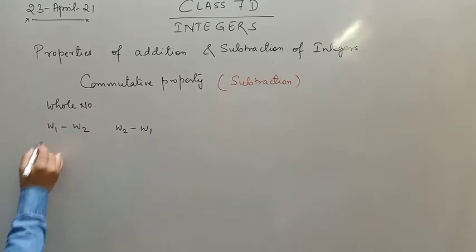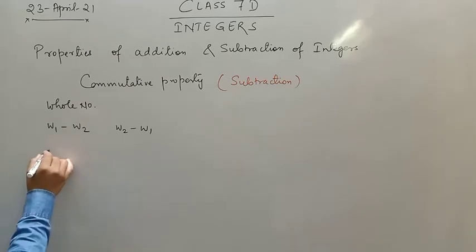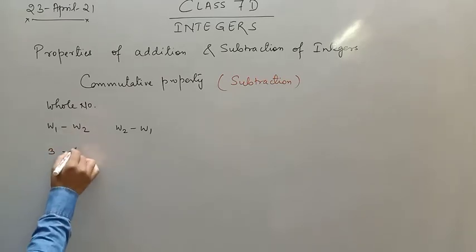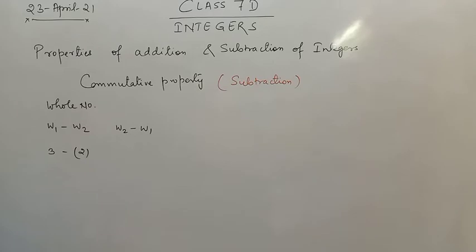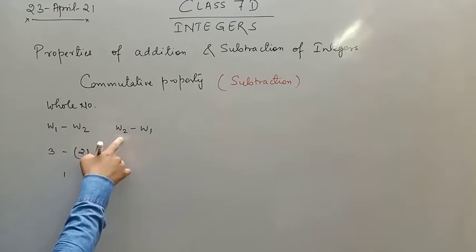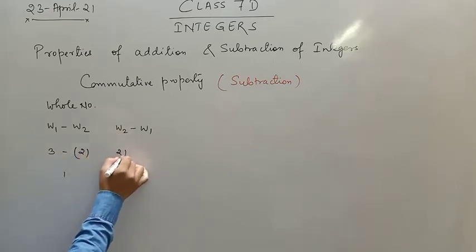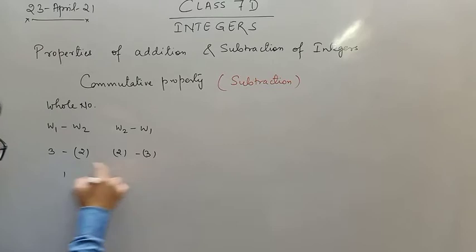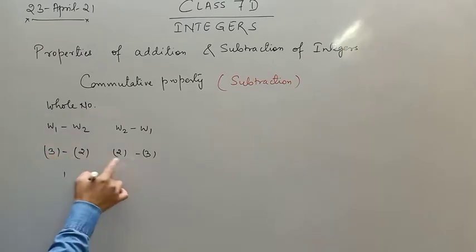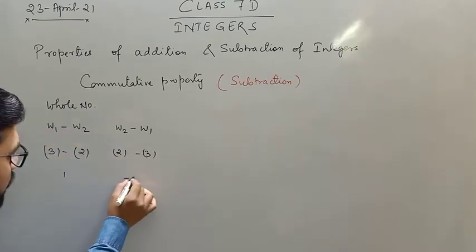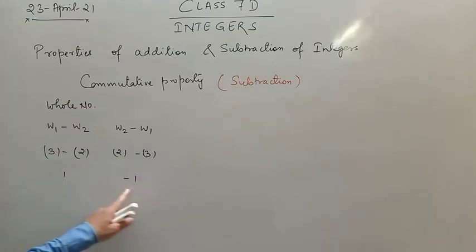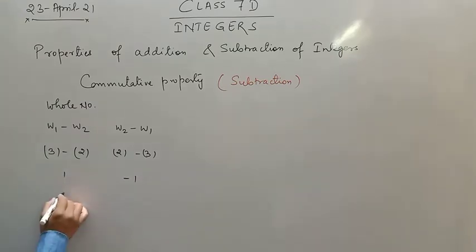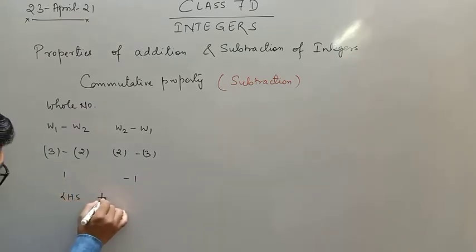Let's check. Let's say I have one whole number 3 and another whole number is 2. What result I'll get? 3 minus 2 is 1. But if I interchange their positions, let's say I'm writing W2 first minus 3 because W1 is 3. So 2 minus 3 will give me minus 1. So 1 cannot be equals to minus 1, or I can write LHS is not equals to RHS.